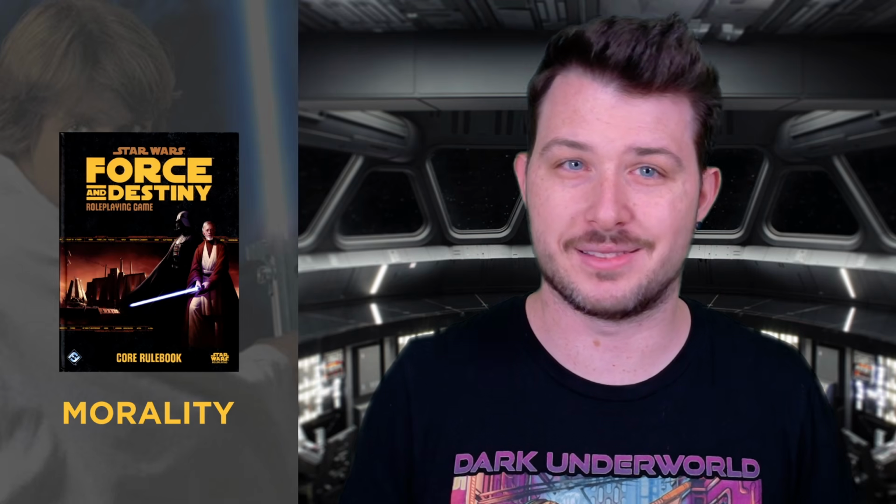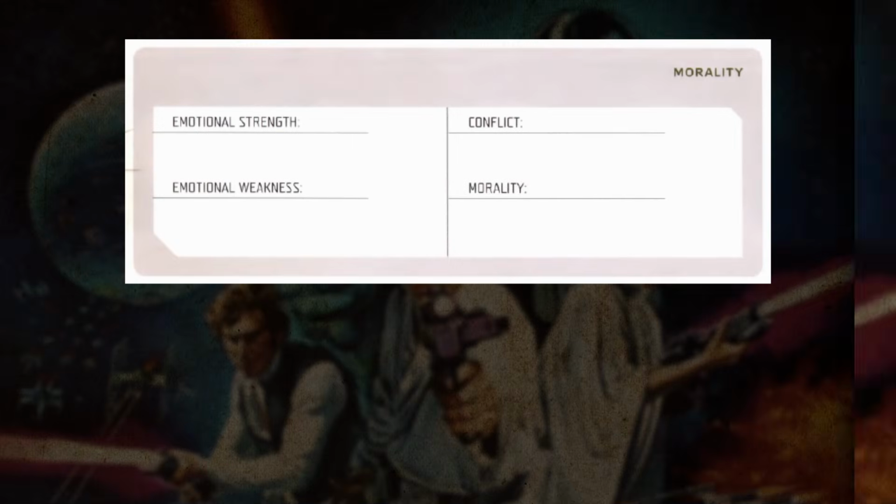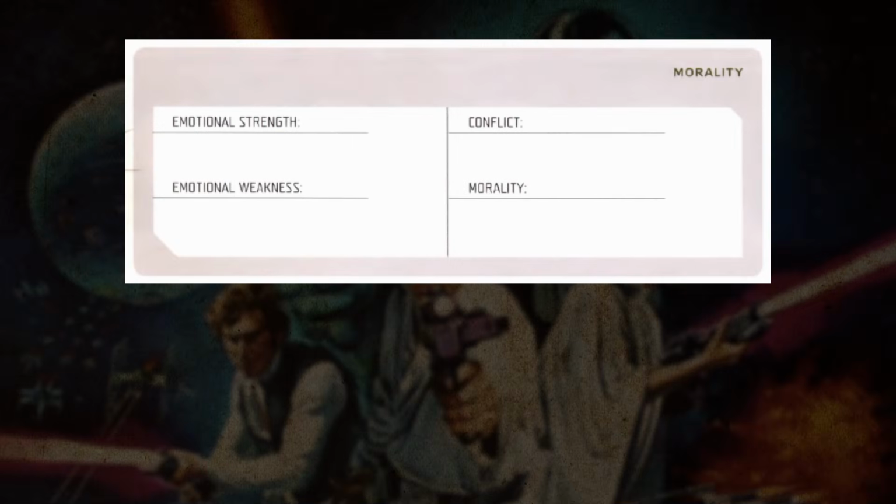Force and Destiny's morality determines your relationship with the light side or the dark side of the Force, and this will be represented by a number between 1 and 100. If a character's morality is 29 and below, they have fallen to the dark side, while 71 and higher means that they are a light side paragon. I'm going to explain how all of this works so that way you can make an informed decision for your character. For conflict, you will start each session with 0.